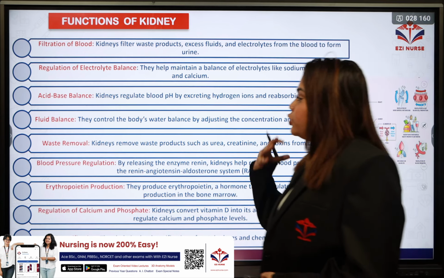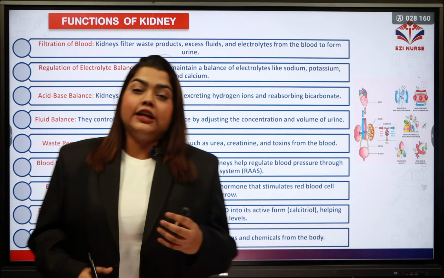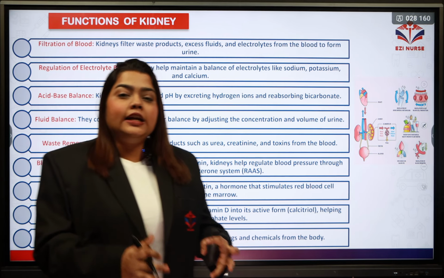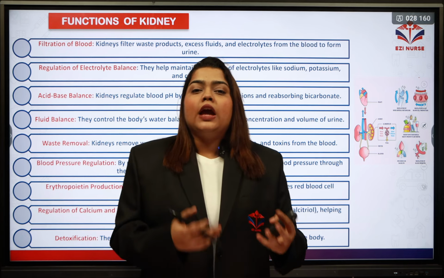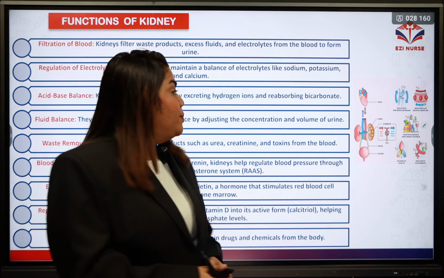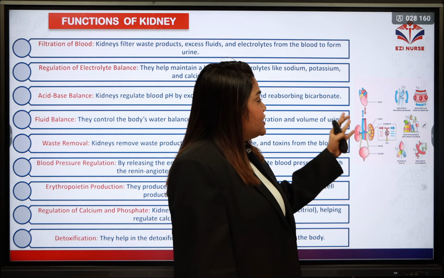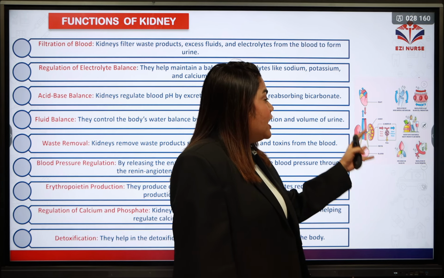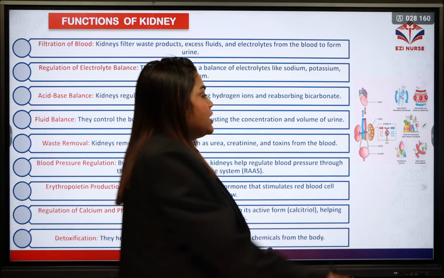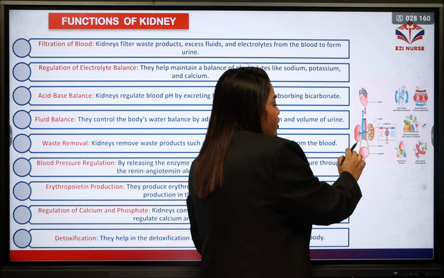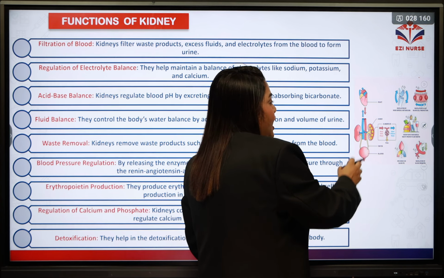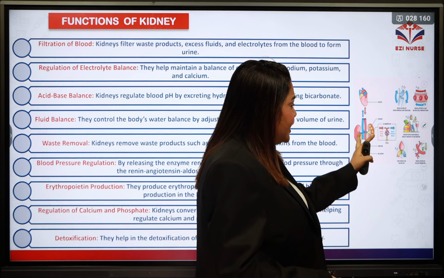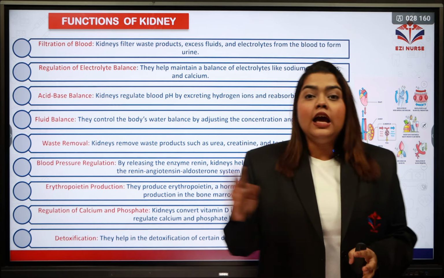So what are the functions of the kidney? To know that, first we have to see where the kidney is placed. The kidney is placed just in front of the liver, and there are two kidneys in our body. As you can see here, this is our urinary system. In the urinary system there are two kidneys, then the urinary bladder, ureter, and urethra, and the kidneys are placed on the right and left.